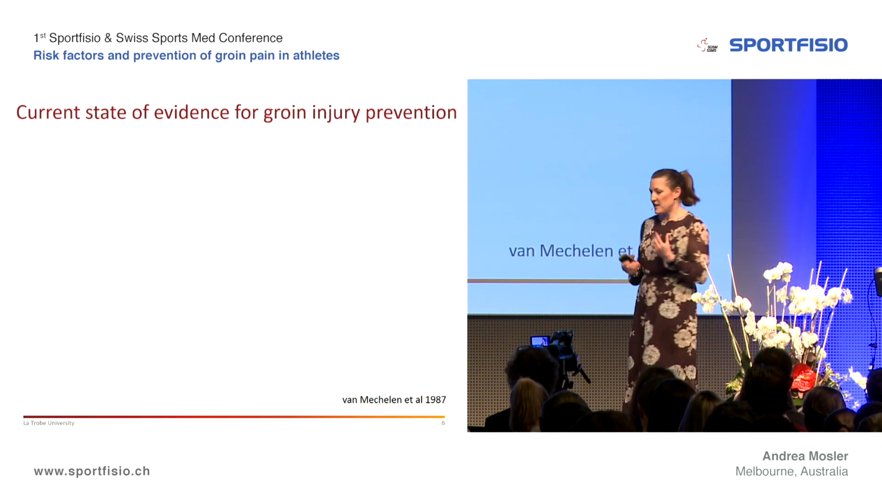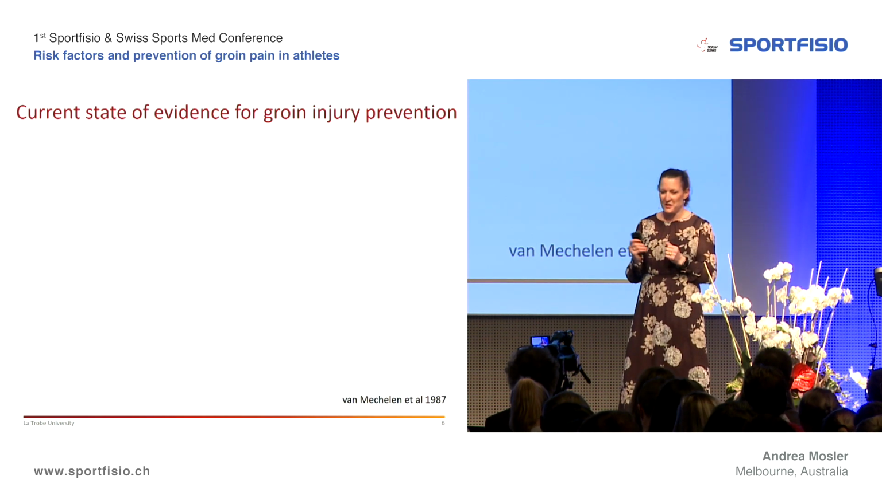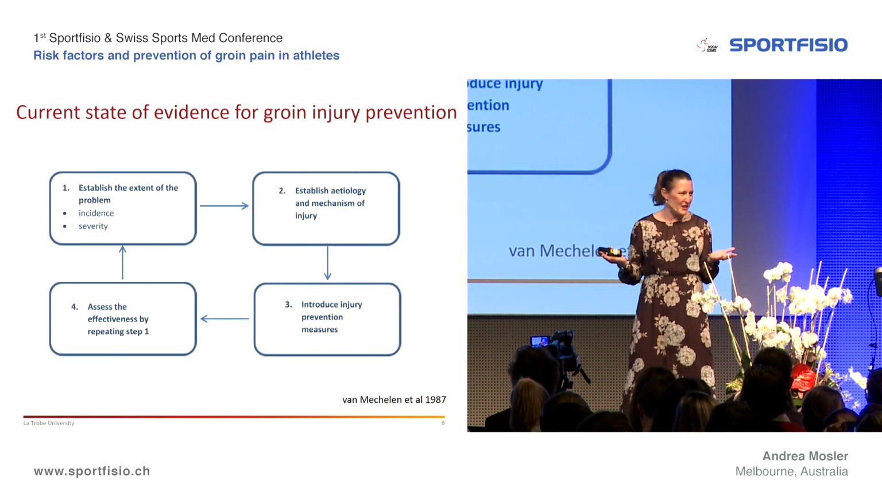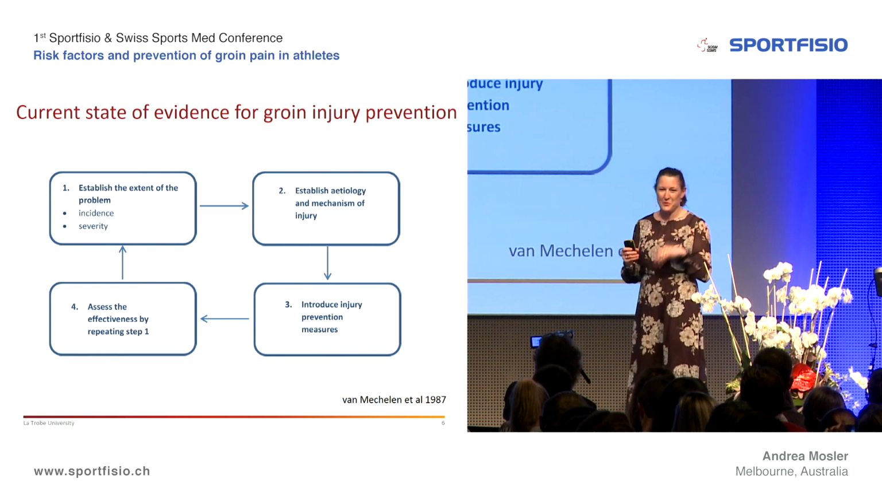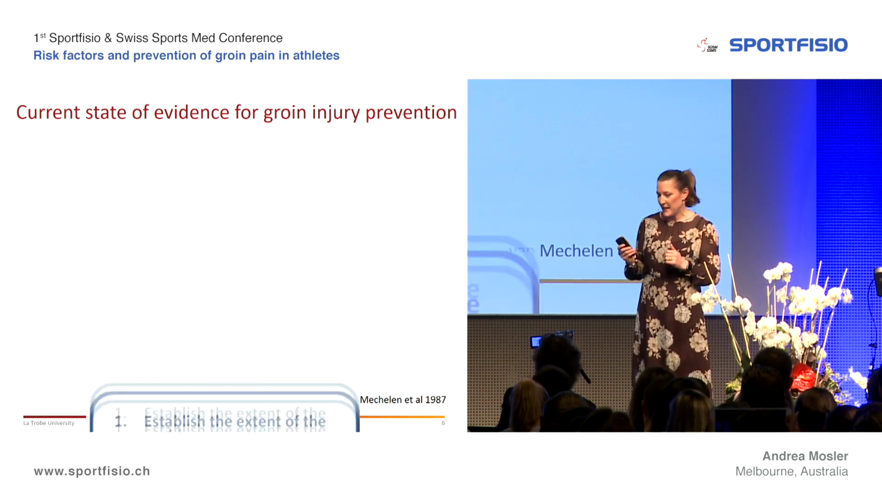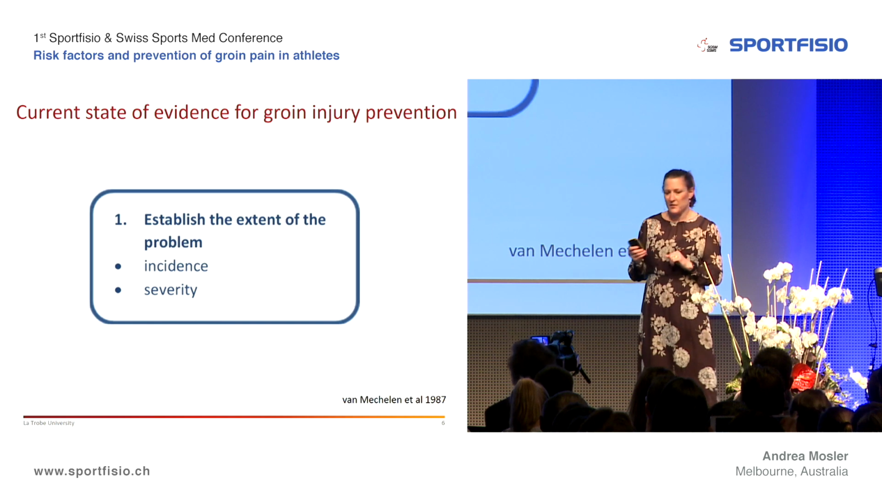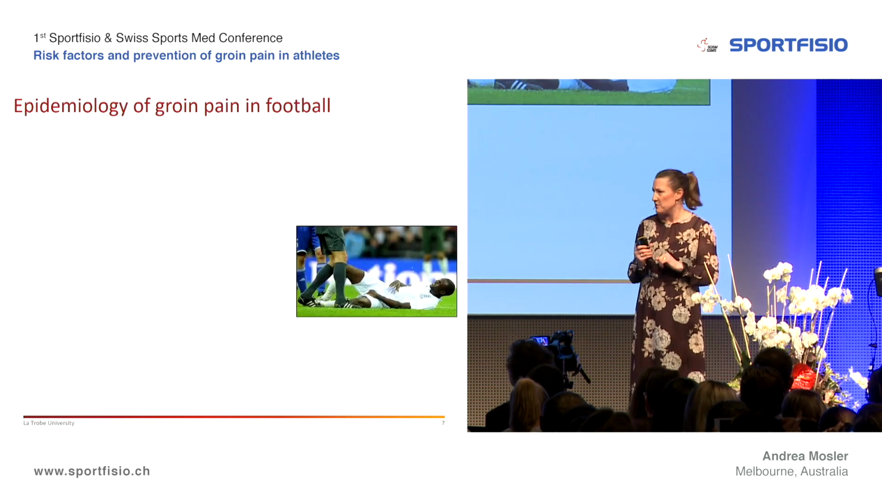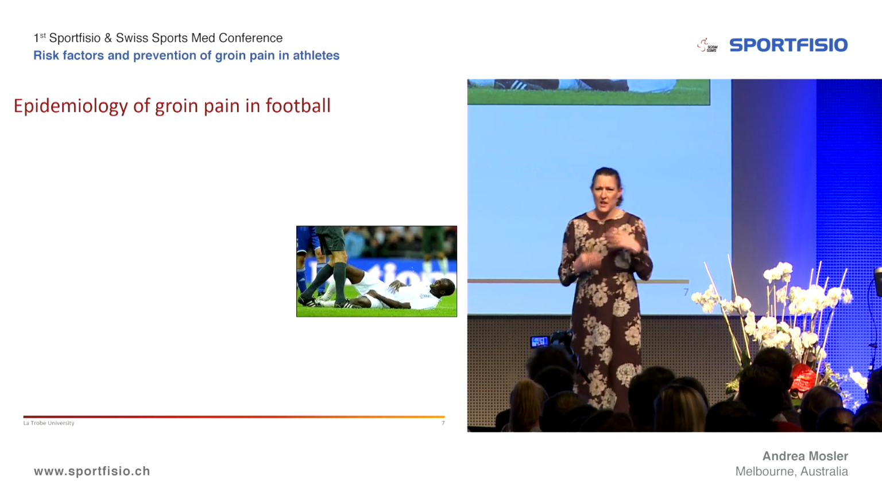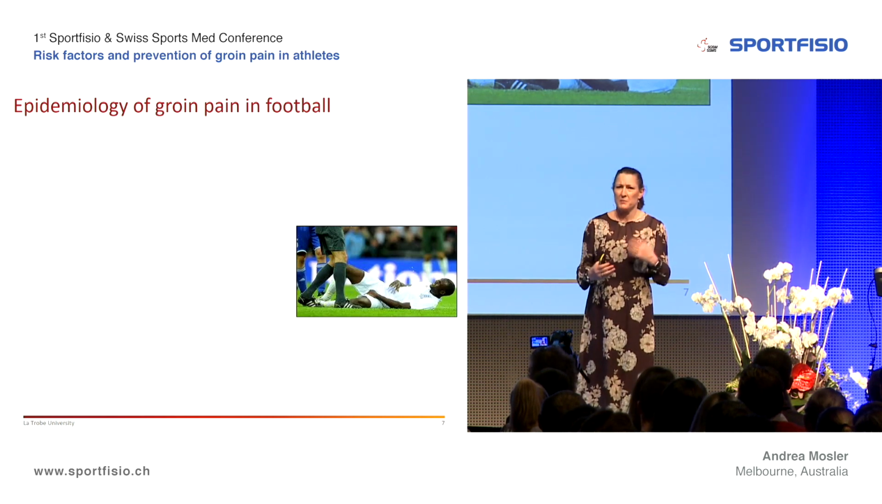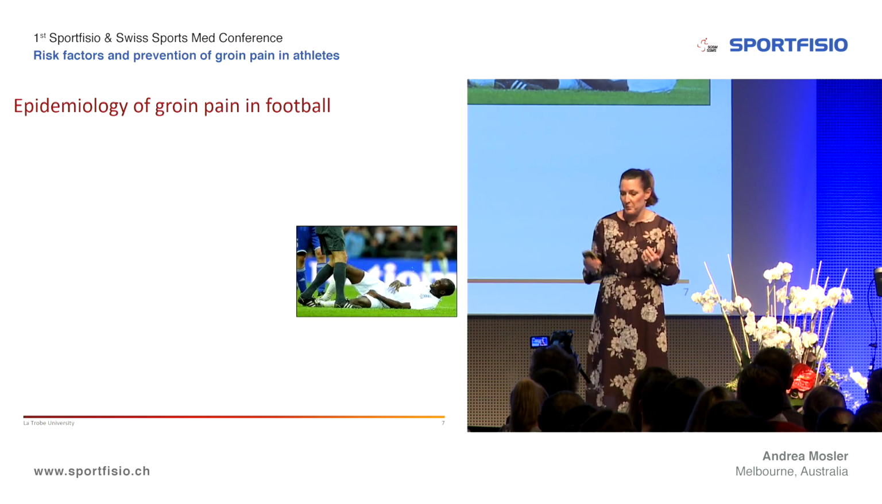So what's the current state of evidence for groin injury prevention? Well, you can't have an injury prevention talk without showing the von Mechelen model. So here is the von Mechelen model, which we're all so familiar with. So starting off with establishing the extent of the problem. Where are we with groin injury prevention? Well, as Christian mentioned, a lot of the epidemiology and the research looking at groin injuries, and particularly looking at prevention, has been done in football.